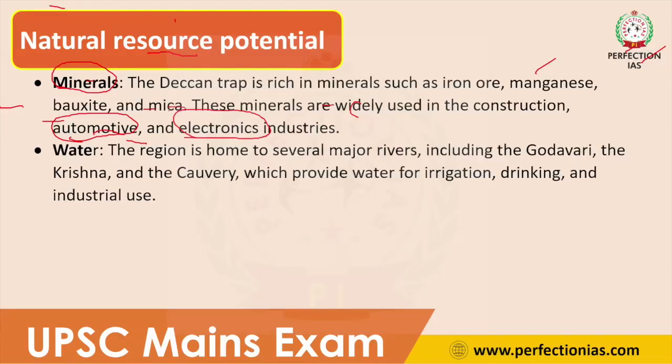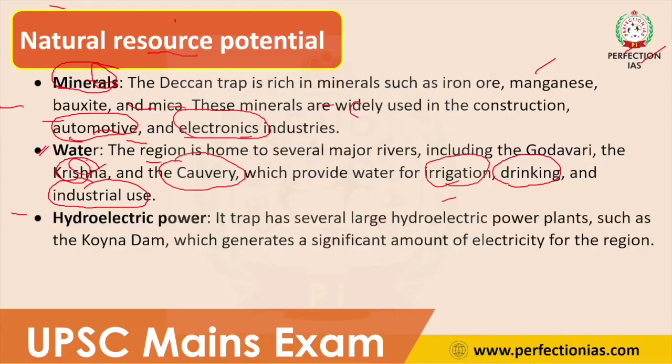The next important natural resource is water. Most of the peninsular rivers emerge from Deccan Trap, like Krishna, Godavari, Kaveri. These are the important peninsular rivers, and all of them emerge from the Deccan Trap region. It provides water for irrigation, for drinking purposes in major cities of India, and also for industrial purposes. So water is an important natural resource found in this region.